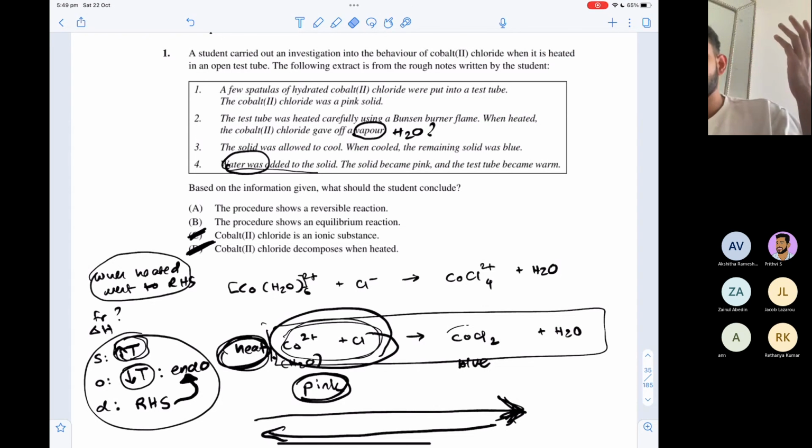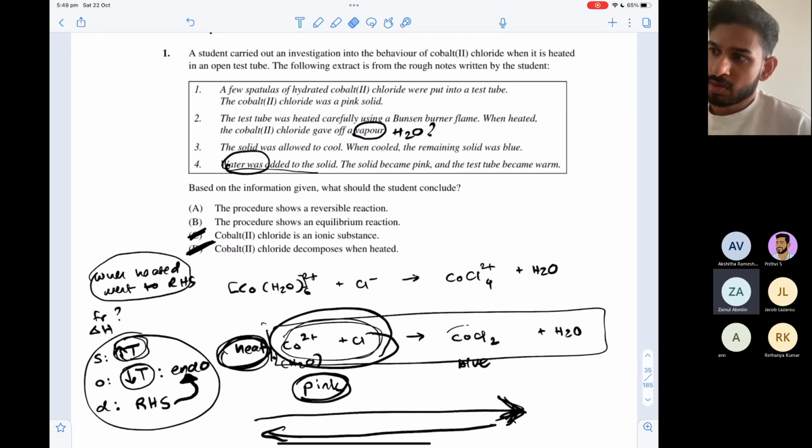And finally, A and B. What's the better answer between A and B, everyone? I'd say B. Showing you an equilibrium reaction, and it's showing you a reversible reaction. Good. Why do we say it's B, Zainab? Can you explain it to the class? Because for it to be an equilibrium reaction, most of the times it will be a reversible reaction. So it just seems like more common sense to pick B.